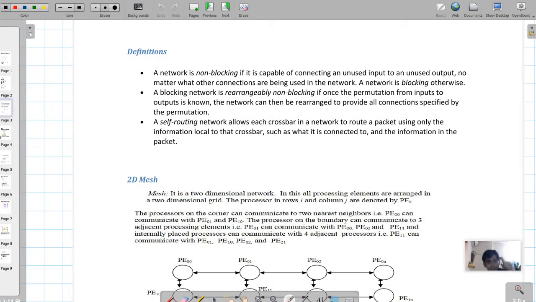So there are different types of networks which are implemented in the real scenario. Some are 2D mesh, then you will have shuffle exchange network, you will have to study butterfly network, then yes, for today we will look into the 2D mesh-like network structure. So what is a 2D mesh network?